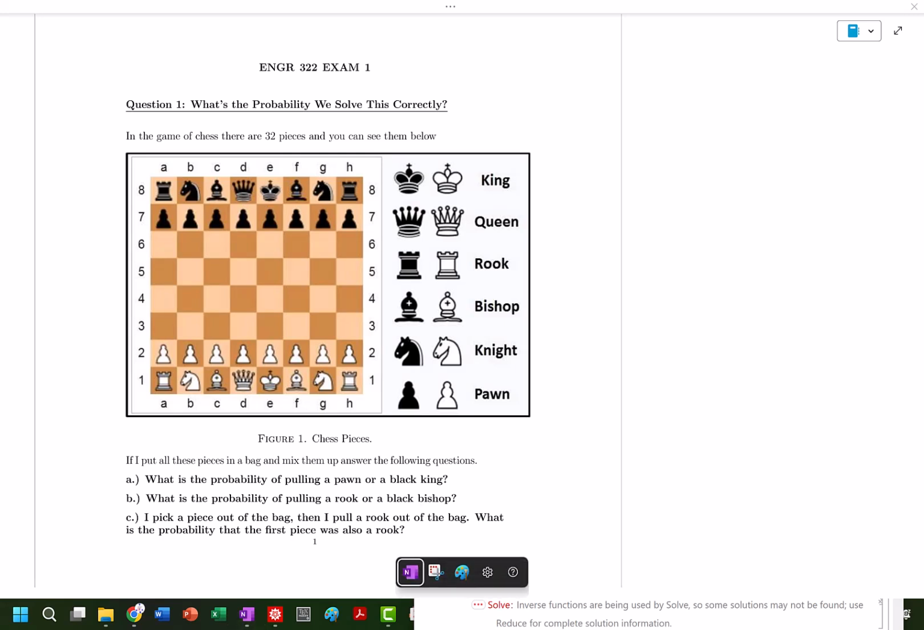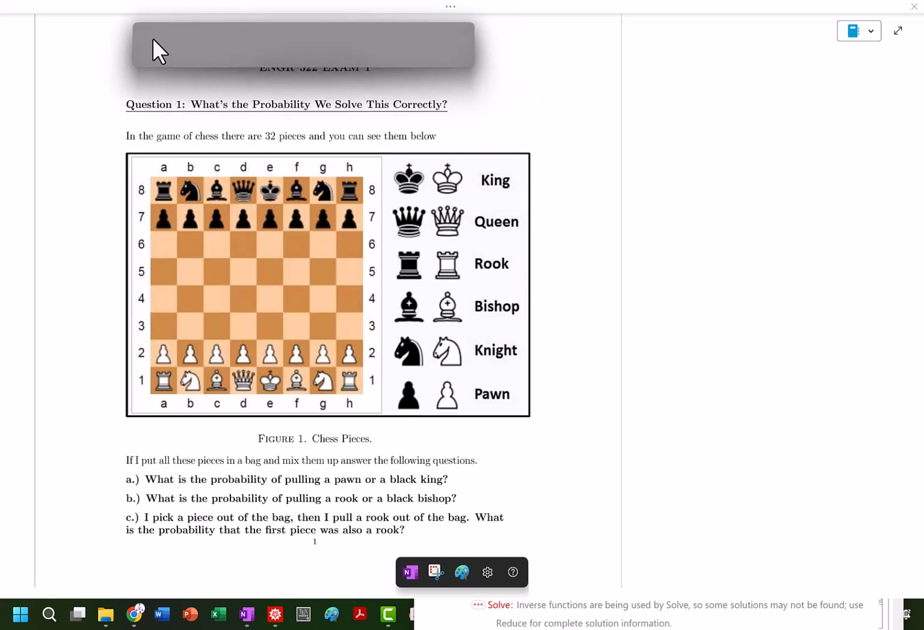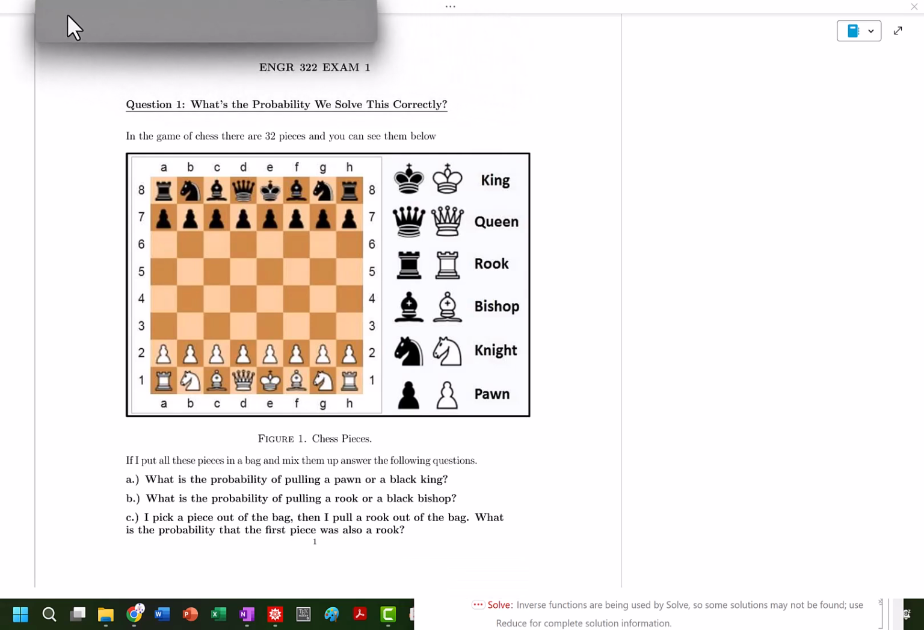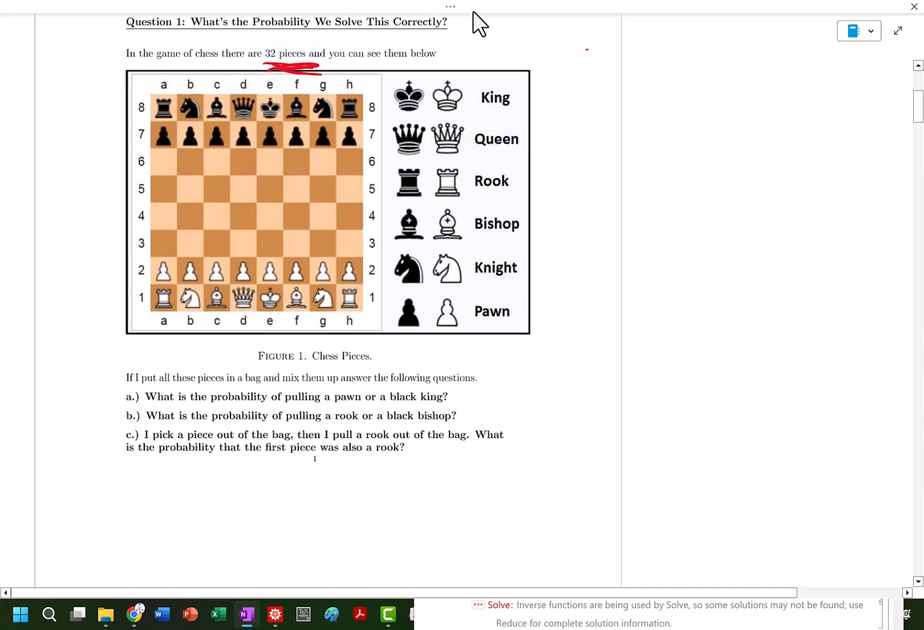Hi everyone, we are back and we're going to do problem one on exam one for probability and statistics. So we're playing a game of chess. There are 32 pieces. We can see them written in here. Put all these pieces back, mix them up, and answer the following.